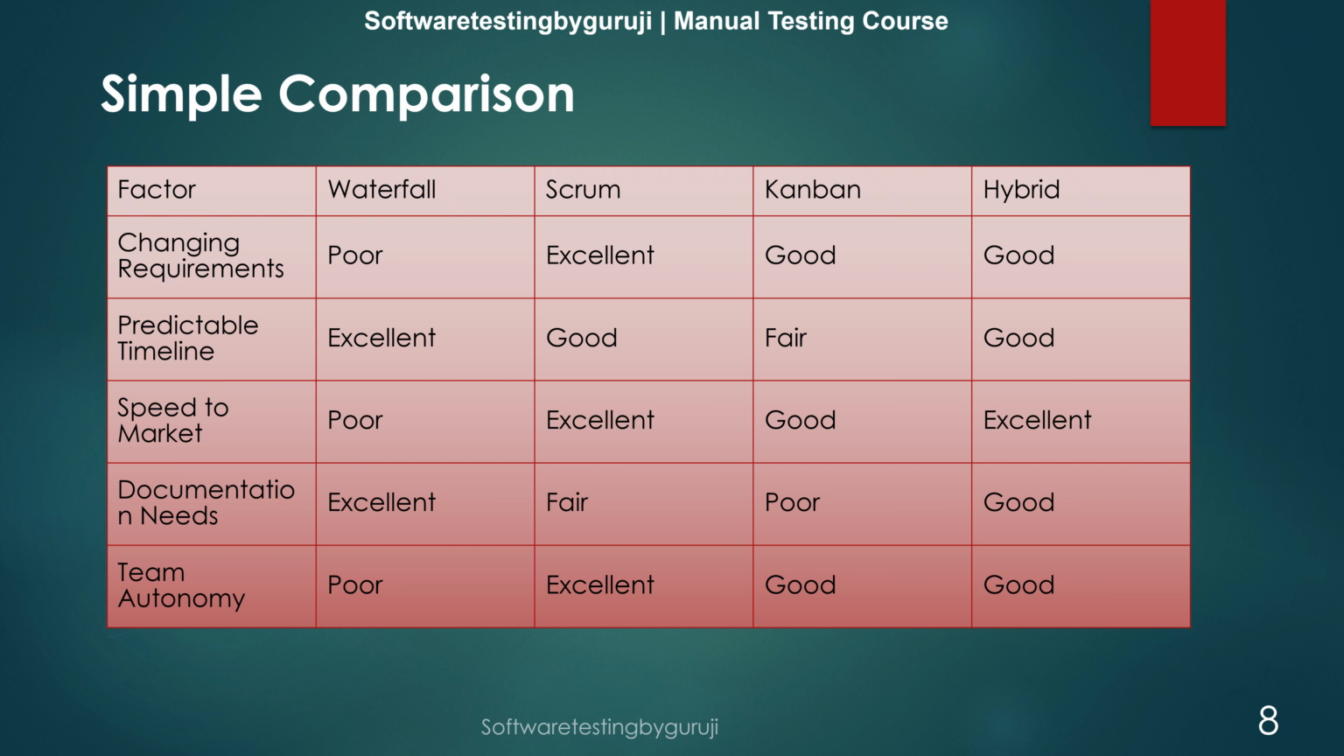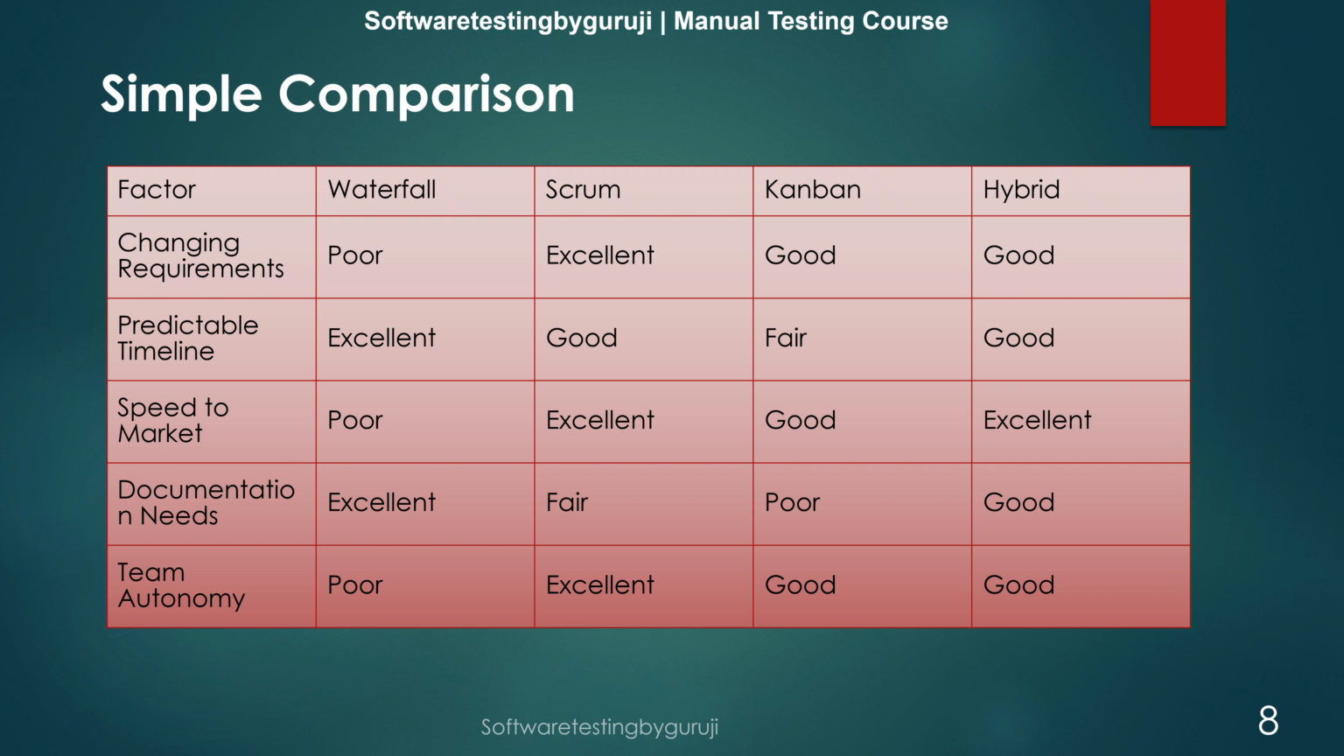Now we will understand the simple comparison between the different models. First factor is changing requirements. In the waterfall model, changing requirements we are not accepting. In Scrum, we are accepting, that is excellent. In Kanban, it is good. And hybrid means we are combining two models like Scrum and Kanban. So that is hybrid. So that's why it's good.